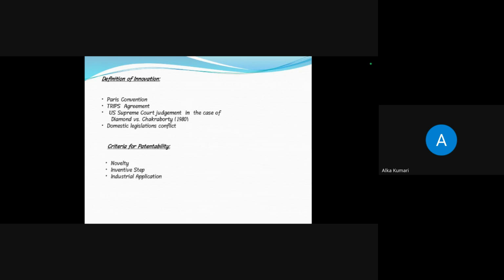So here again, an explicit definition of the invention is not given. In the meantime, various countries passed their own national laws regarding what comes under invention. But in the field of biotechnology, the US Supreme Court gave a landmark judgment in the Diamond versus Chakrabarti case.